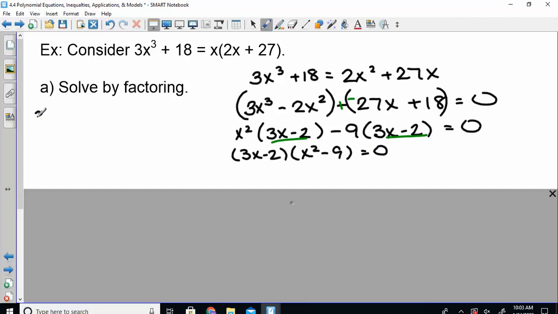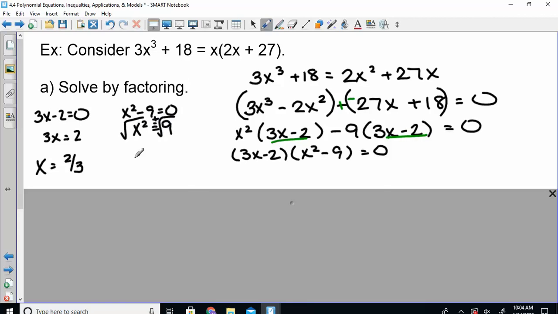Then you have some of the zeros. And then you get 2/3. So positive 2/3. Get rid of the square, we do square root plus a minus. So positive 3 and negative.